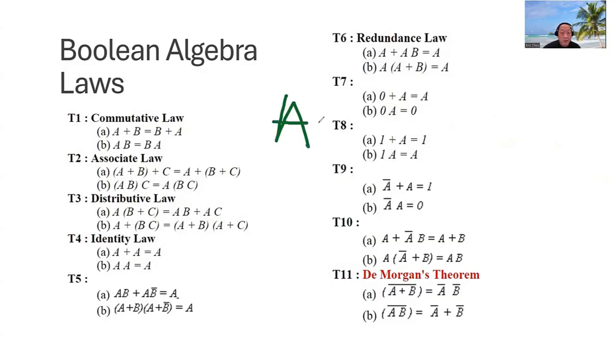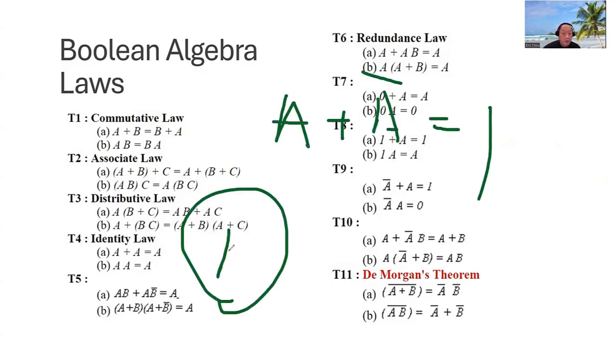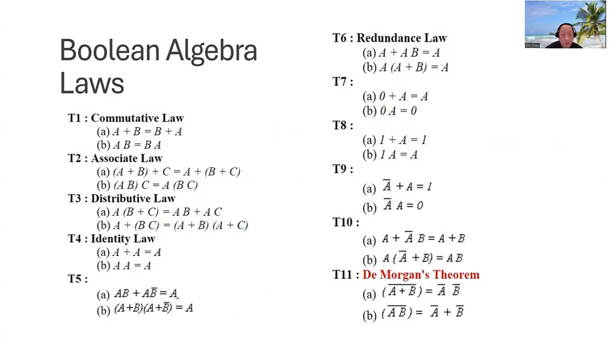Next one, A or A bar equals 1. This is simple. A or A bar is the unity. The whole thing is 1. A and A bar, no intersection, so it's 0. Okay. So far, these are different rules. We may need them later to simplify.